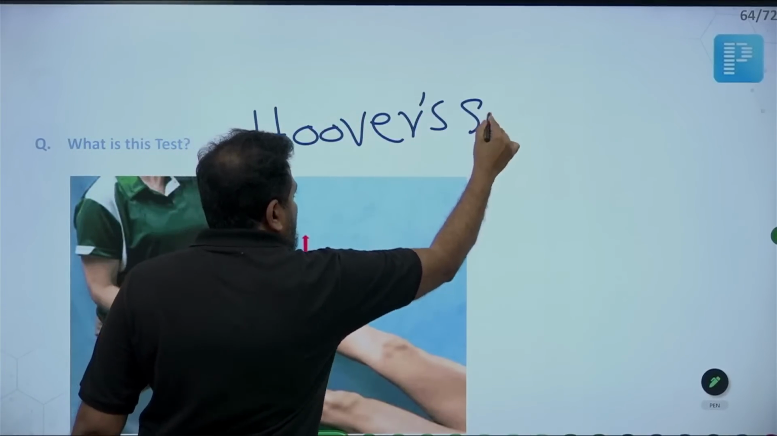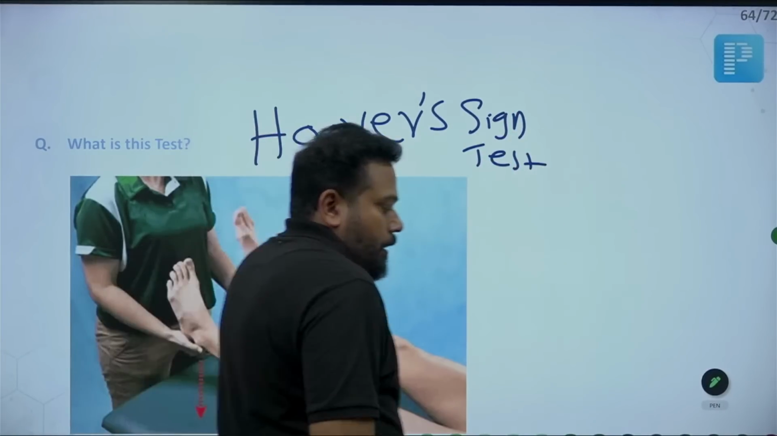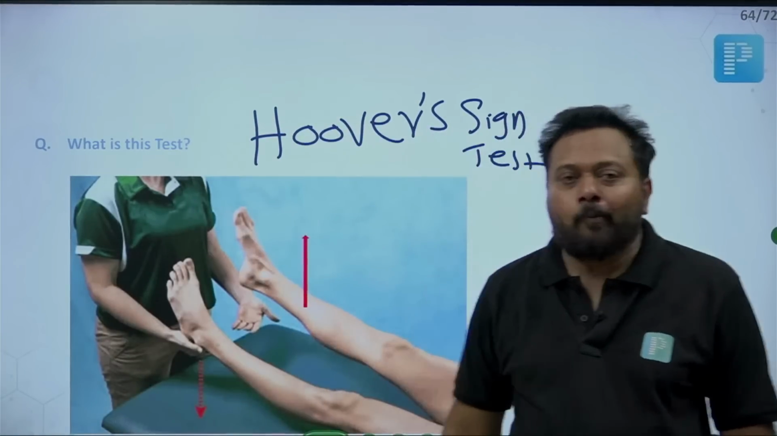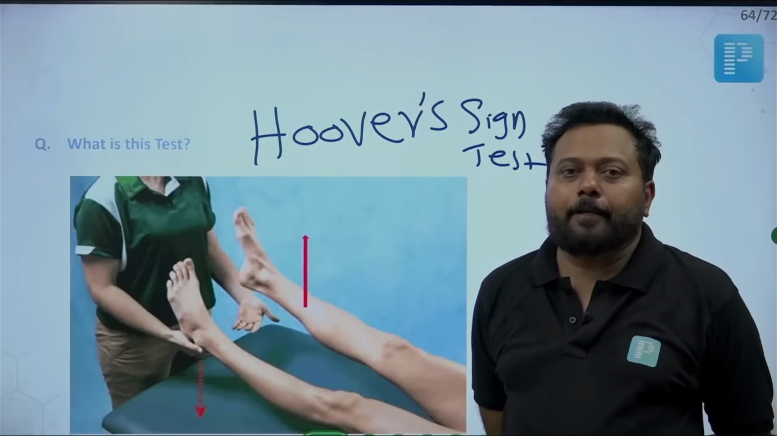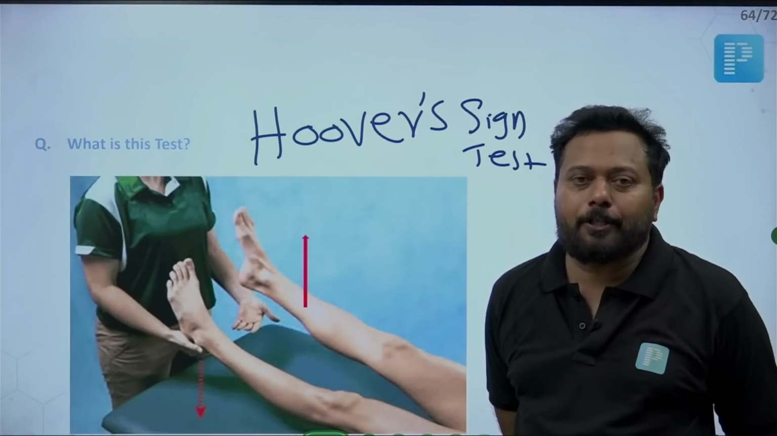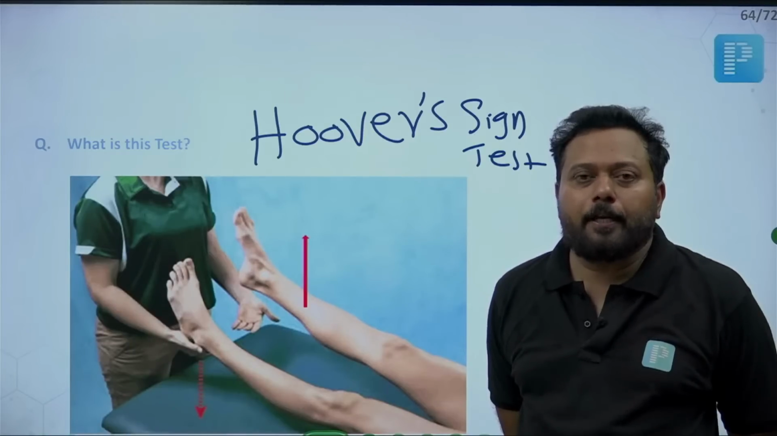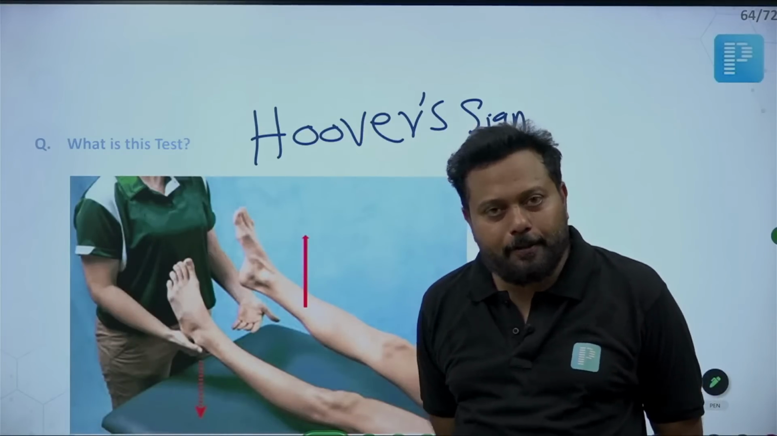Hoover's sign or Hoover's test. What it is employed for, where it is employed, that's very important. Hoover's test or Hoover's sign is to differentiate organic hemiplegia from functional hemiplegia. If you know this, this is more than enough.